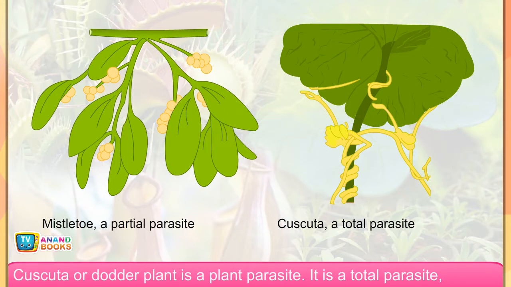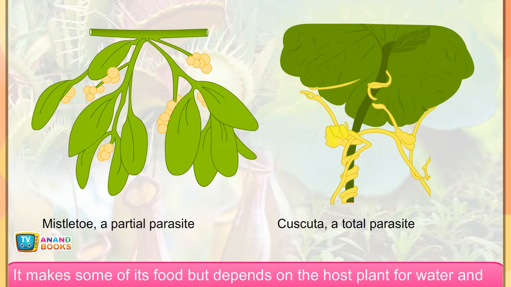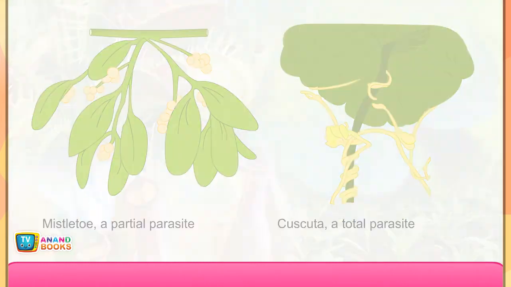Cuscuta or dodder plant is a plant parasite. It is a total parasite. Mistletoe is not a total parasite. It makes some of its food but depends on the host plant for water and certain nutrients.